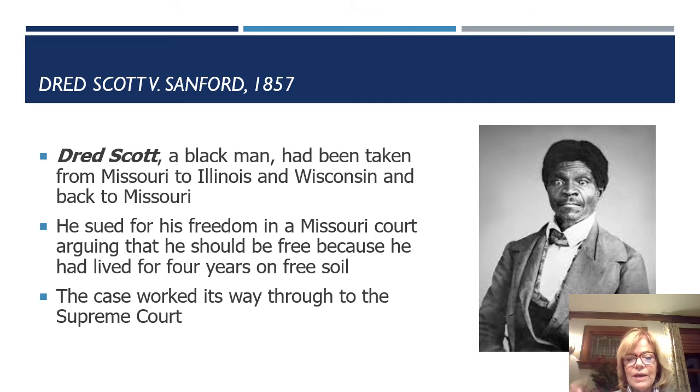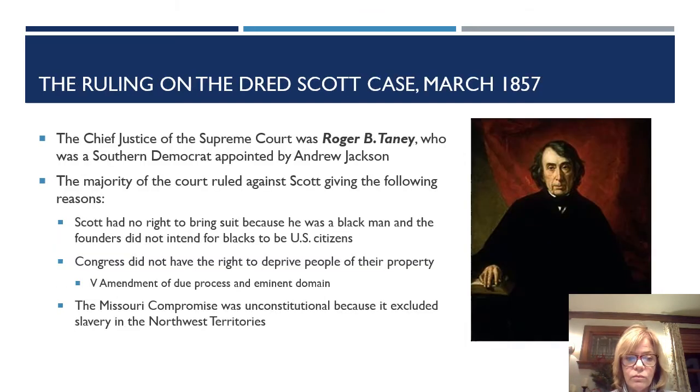And eventually, the case worked its way to the Supreme Court. So at the Supreme Court, the Chief Justice was this man, Roger B. Taney, who was a Southern Democrat, appointed by Andrew Jackson. And they heard the case, and then they made this ruling. Basically, they said that Scott had no right to bring a suit because he was a black man, and the Constitution wasn't established for black people, only white people. Also, Congress didn't have the right to deprive people of their property because of Article 5 of the Constitution dealing with eminent domain and due process of law.